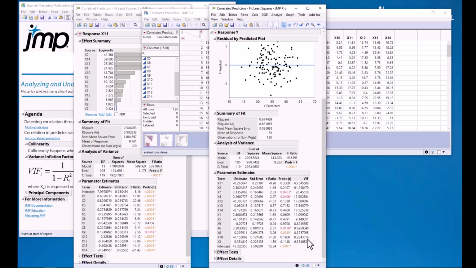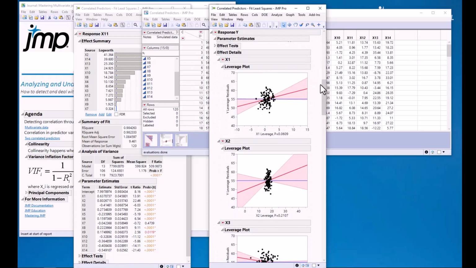There is a graphical way as well. And down here in this effect details report, there are these wonderful plots called leverage plots. Leverage plots have so much information in them. They can show significance, they can help detect outliers, they can help detect influential observations. And here we're only going to see how they can help detect collinearity. You get one leverage plot for each predictor that's in your model.